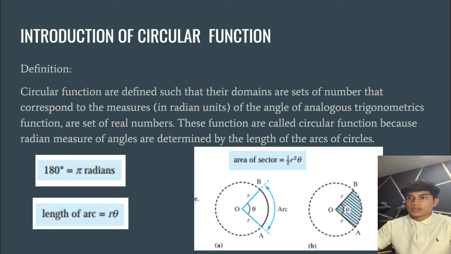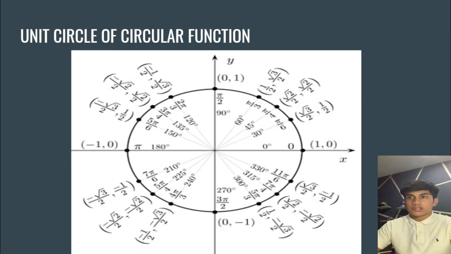This is the explanation of how to calculate the value using the formula. Next is the unit circle of circular functions. It has four quadrants, which are quadrant 1, quadrant 2, quadrant 3, and quadrant 4, and every degree has a value in radians, where 90 degrees equals pi/2 and 180 degrees equals pi.